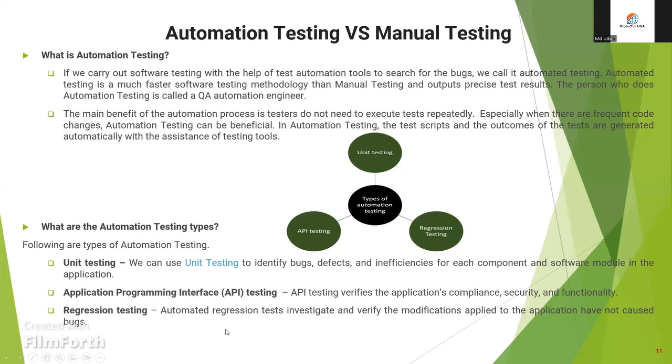Regression testing is automation regression test, to investigate and verify that the modifications applied to the application have not caused bugs, right? Same as manual testing, you can create regression test scripts, automation test scripts, where you can run the script and check whether the functionality is working fine before you implement any new functionalities within the system, right? Any question here?